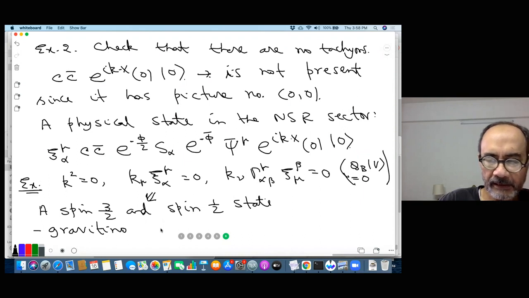Sorry, I think something is wrong. I think this is not correct. So this you can think of as some version of the Rarita-Schwinger equation in this gauge. So this is gravitino plus the dilatino, which is a superpartner of the dilaton. So that's the interpretation of these states.